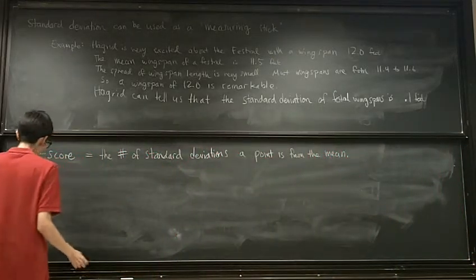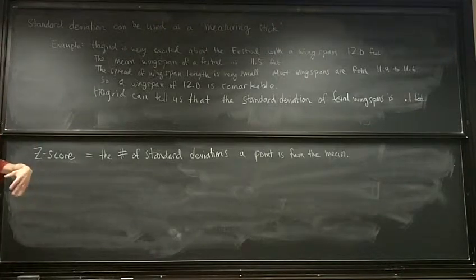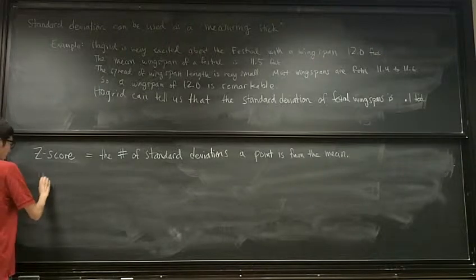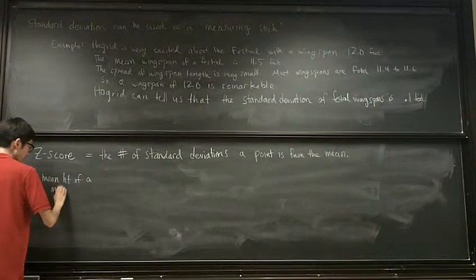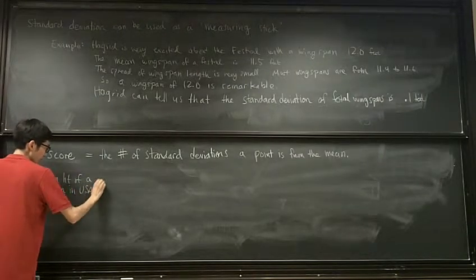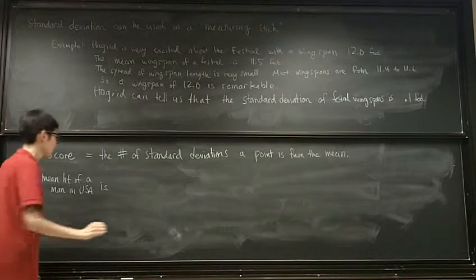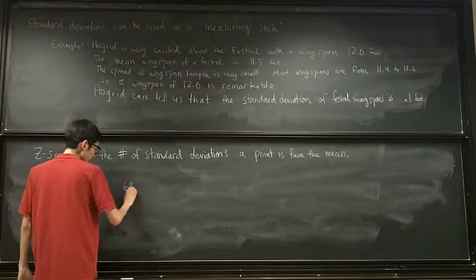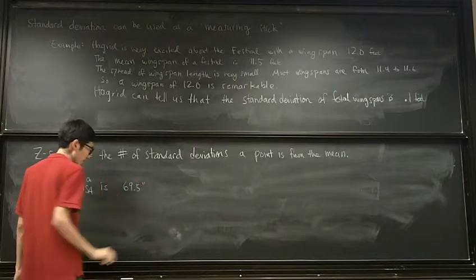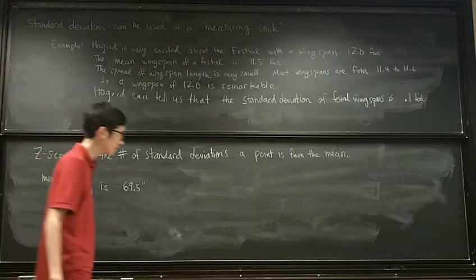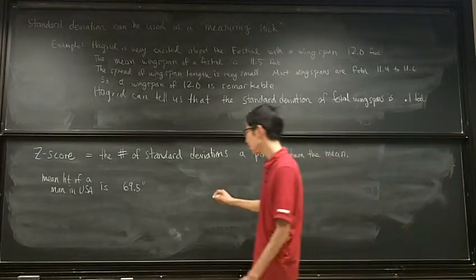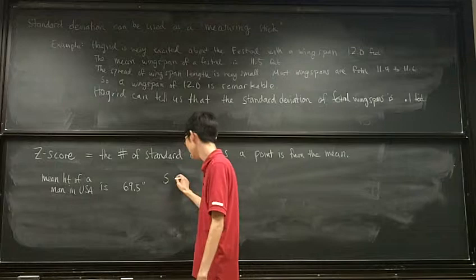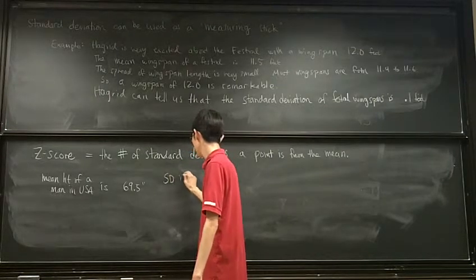If we're talking about men in the United States, the mean height of a man in the USA is, does anyone know? 5'10", 5'9", we'll say 69.5 inches. Okay. So whoever wanted 69 before, here you go. And let's say the standard deviation is 3 inches.